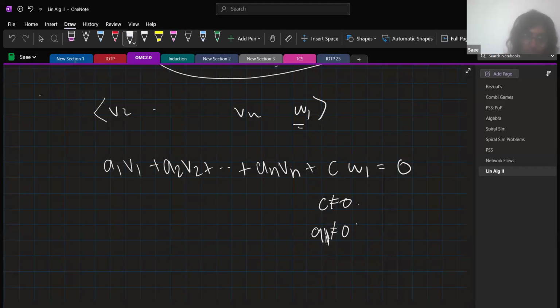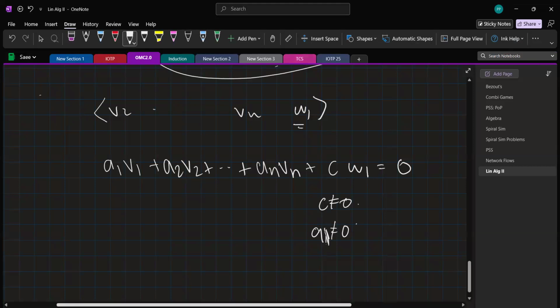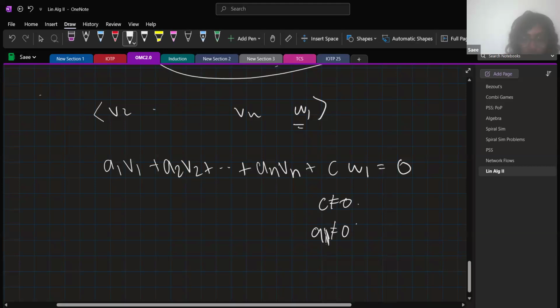And now this will be linearly independent. It will not necessarily be linearly independent. It will just still span V. Panic, yes, my bad.